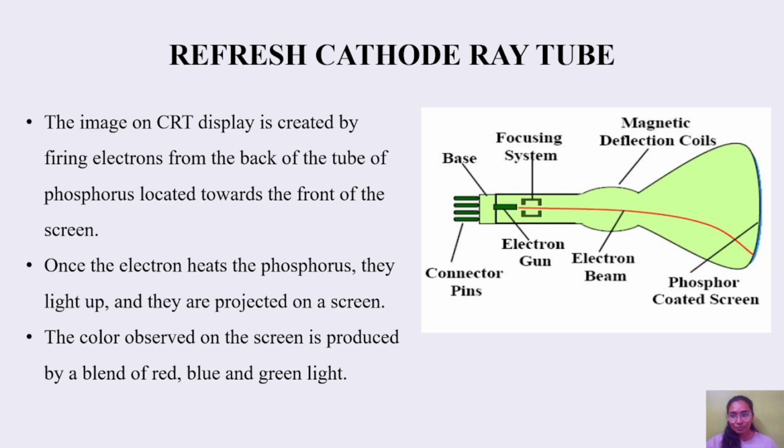Refresh Cathode Ray Tube. CRT, which stands for Cathode Ray Tube, is a technology used in traditional computer monitors and televisions. The image on a CRT display is created by firing electrons from the back of the tube at the phosphorus located towards the front of the screen. Once the electrons hit the phosphorus, they light up and are projected on the screen. The color seen on the screen is produced by blending red, blue, and green light.